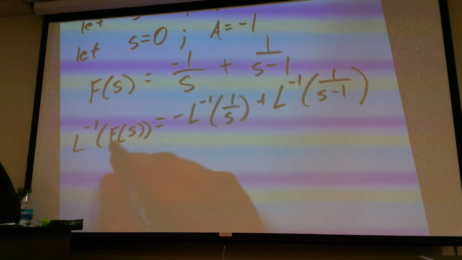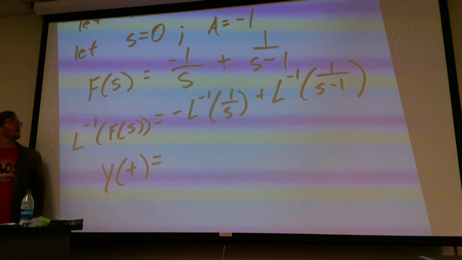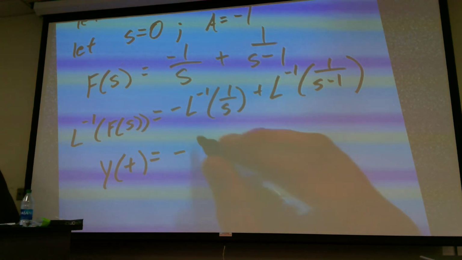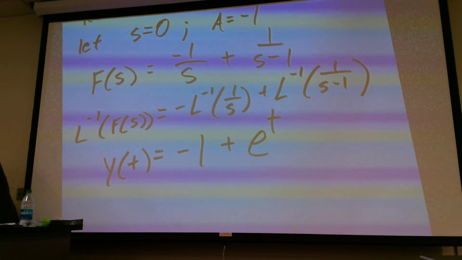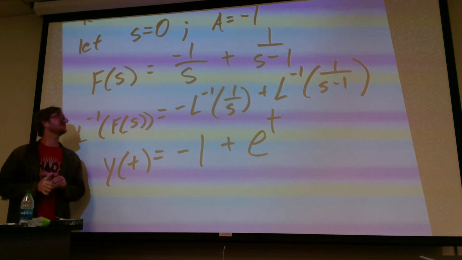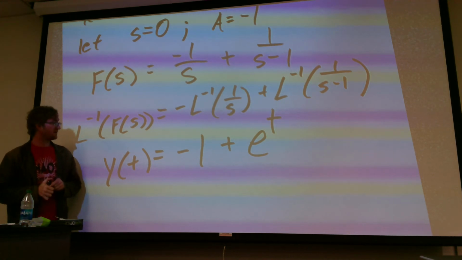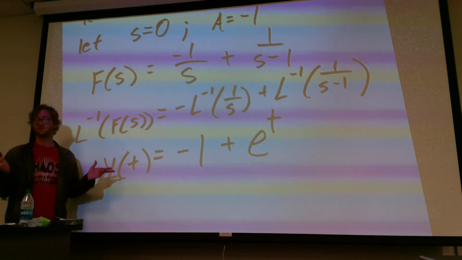Now the inverse of the transform is just y(t). The inverse transform of 1 divided by s is just 1, so that would turn into a negative 1, and then plus e to the t. That's 1 divided by (s minus 1). 1 divided by (s minus a) is e to the at, and our a is just 1. And that's it. That's the answer to the problem.